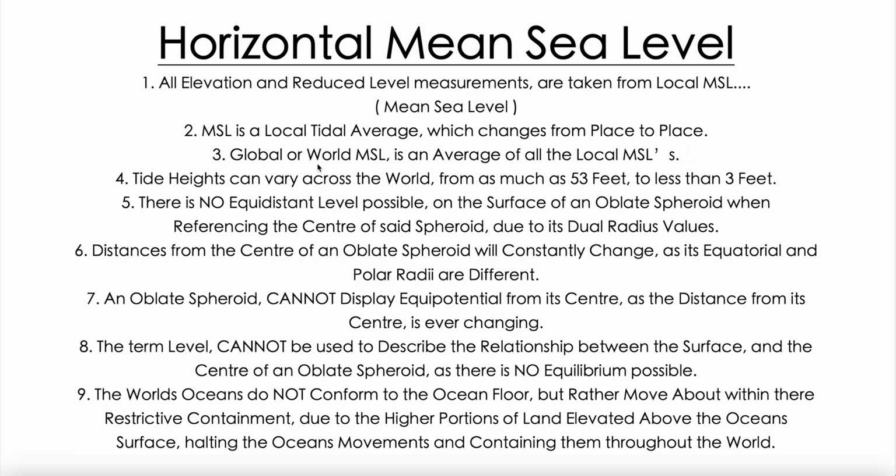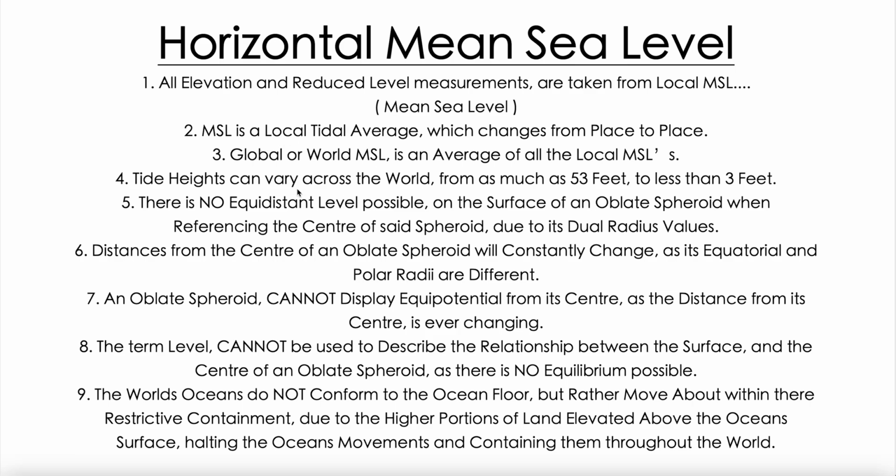Number 3, global or world MSL, right? This is what they call global or world mean sea level, an average of all the local mean sea levels. So they take all the local mean sea levels from around the world and just do an average of that and call that world mean sea level. So this is all average. There is nothing definite. It's just averages, right? And there are different averages in different places, right?